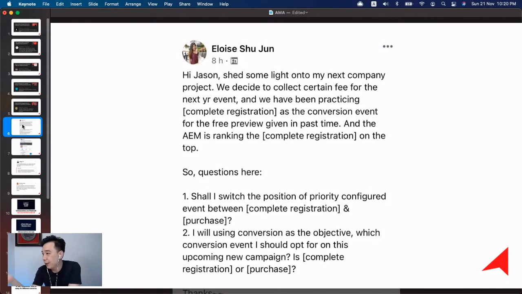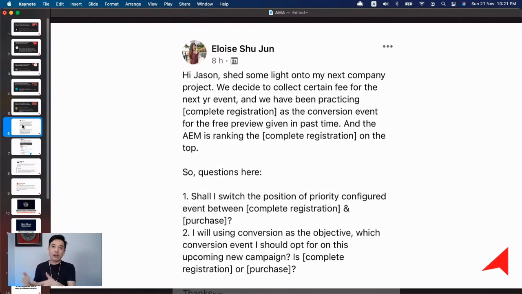Like over here, she's asking, should you change the position of priority to complete registration and purchase? It's these two things, and of course, in my opinion, purchase is the most important one. Then we have complete registration, add to cart, and stuff like that. So in my opinion, you should move your purchase up to the top. If purchase is always at the top, then you have complete registration, add to cart, and stuff like that. So that's how you arrange.